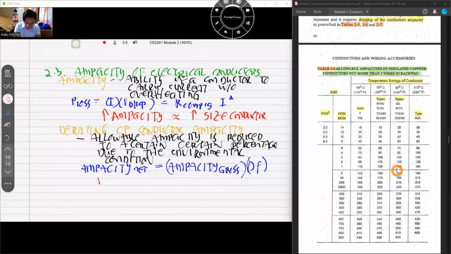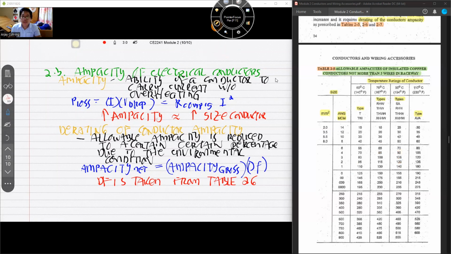So, DF is taken from table 2.6. Okay? So again, class, yeah.